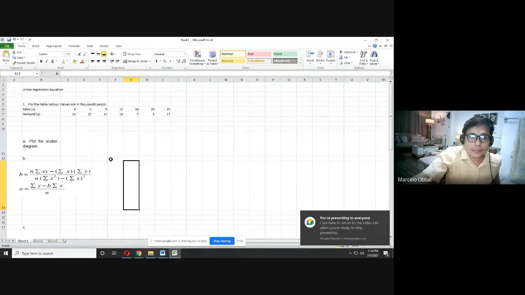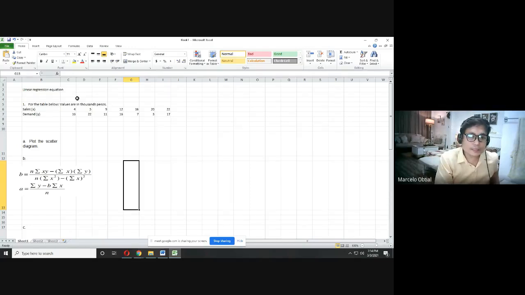So let's start with the linear regression equation. Now, anybody from the class who would like to recite, okay, what is linear regression equation? Do you have any idea? Anybody? What is linear regression equation? Walang idea.